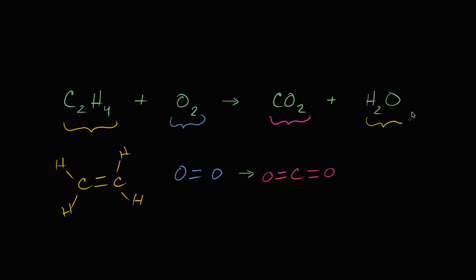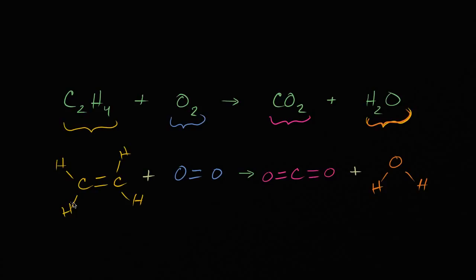Actually, let me do this in a different color. Your water right over here is an oxygen bonded to 2 hydrogens. So let me write the plus signs there. If you were to somehow write a subscript of 2 right over there, you'd be changing the structure. You would be changing what this molecule is. We don't want to do that. We're definitely producing carbon dioxide, but how many carbon dioxides do we produce for each molecule of ethylene?